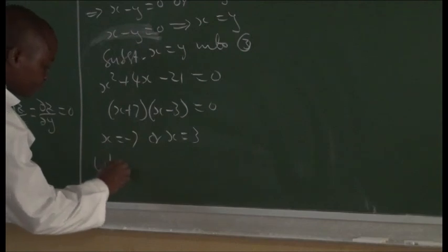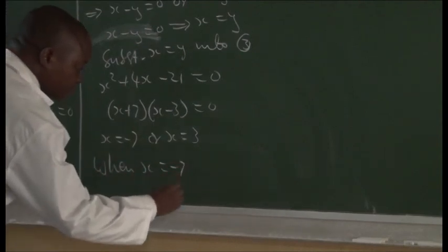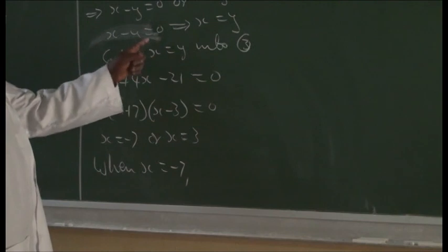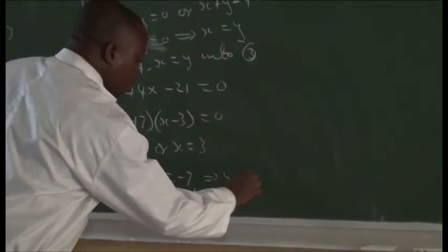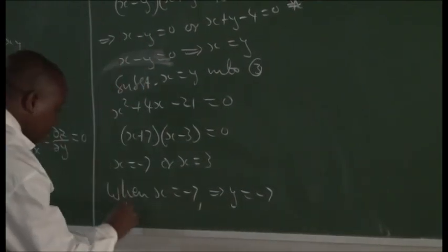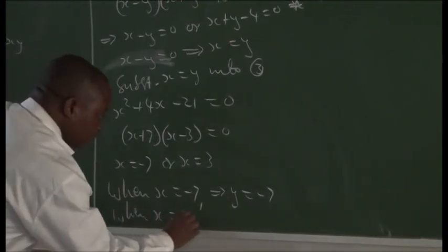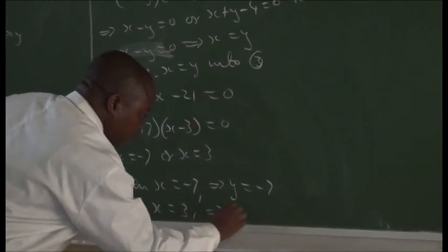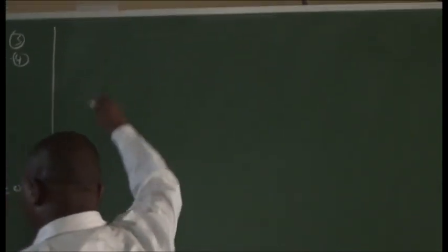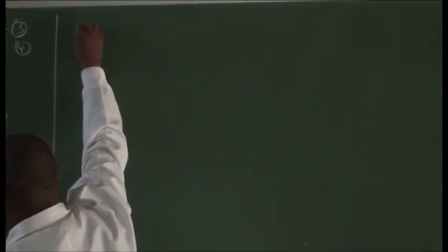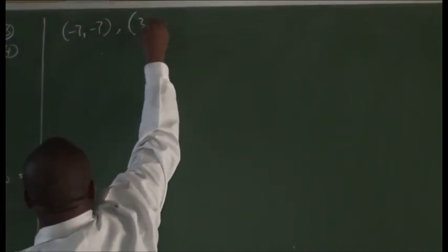So when x equals minus 7, it implies that y equals minus 7. When x equals 3, it also implies that y equals 3. So I have stationary points of this form: minus 7, minus 7. Another point is 3, 3. So I have those points.